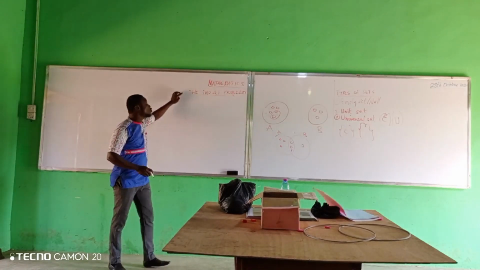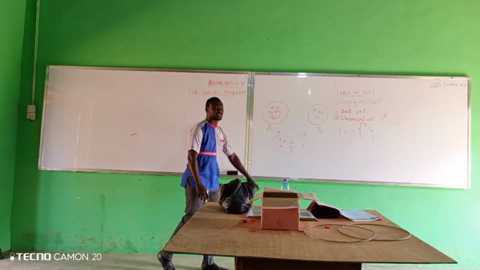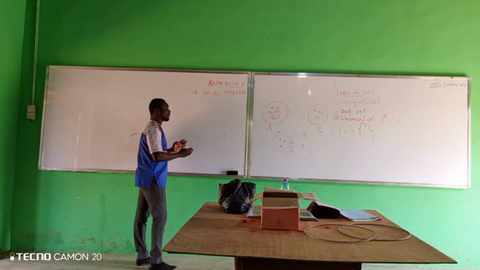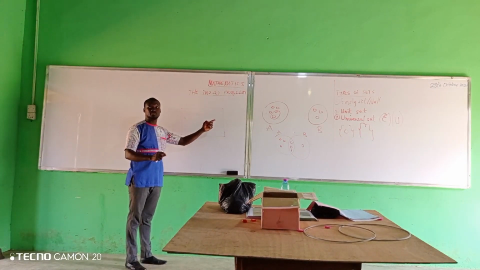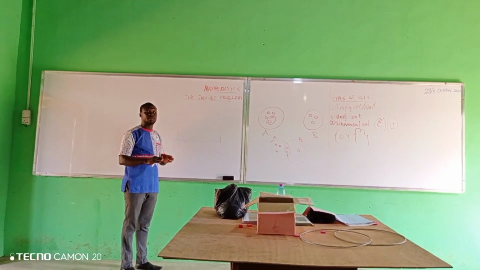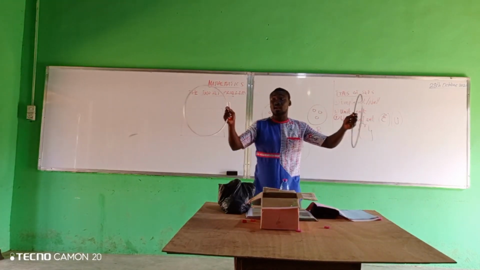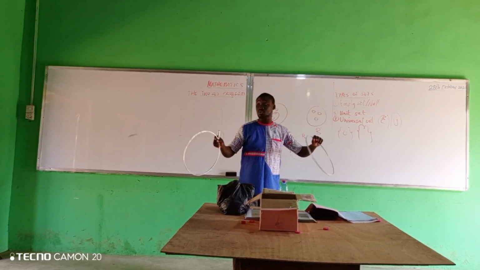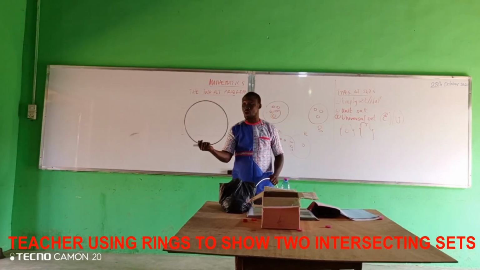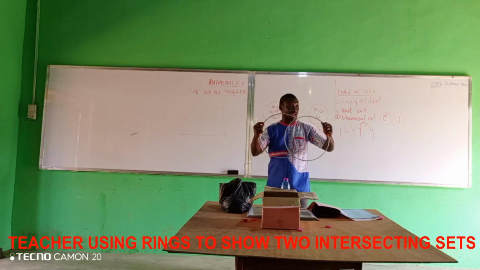And we call it the two-set problem. Now, if you take the universal set, we normally represent it with a four-cornered shape, which can be a square or a rectangle. And we normally represent the two intersecting sets with a circular shape. So let's say this is set A and this is set B, or set X and set Y. Whenever these two sets are intersecting, we draw like this.